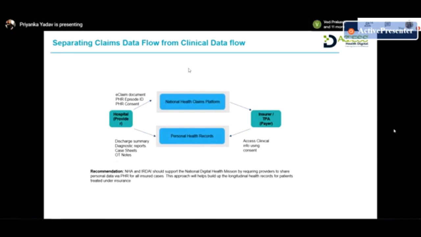At least some claim information, some clinical data, I have to run analysis on, to train my rule engine to do better fraud management. So this is how these two are separate. I will only access the personal health record when I need more information for a claim, using the discharge summary ID.